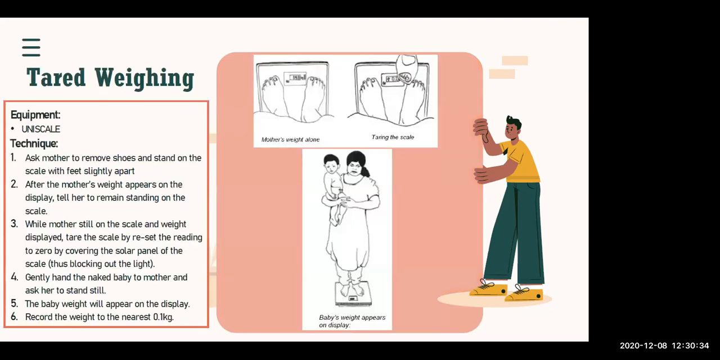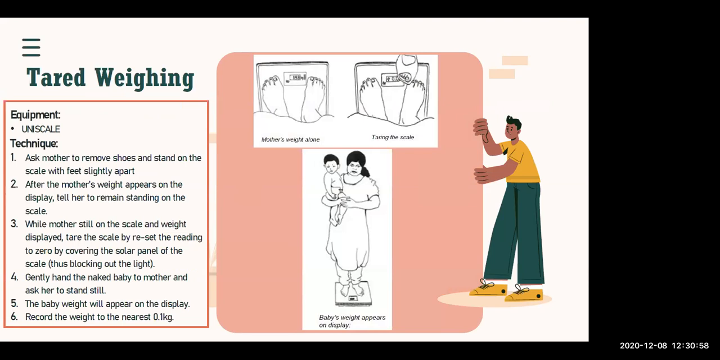Next, if the child is unable to stand still alone or has problems using the previous weight measurement, we do a third weighing. For this, we will use the Uniscale. This is the recommended scale that was made by UNICEF. This scale needs adequate lighting to function.